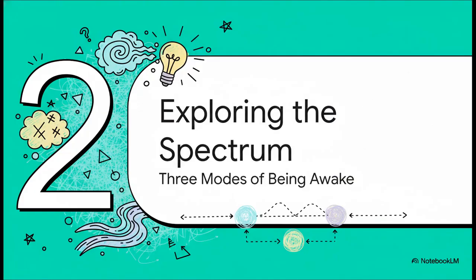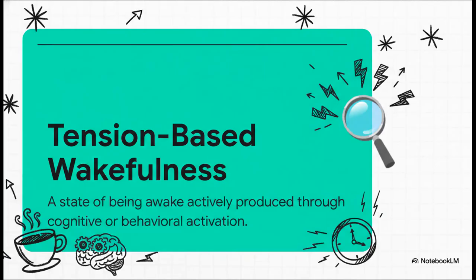Okay, so how do these building blocks actually come together? Well, they can combine in different ways to create these really distinct modes of being awake. We're going to walk through 3 of them. First up is the one we all know intimately. Tension-based wakefulness. This is that state of alertness you have to actively produce. You know the feeling. You're focusing hard on a task. You're pushing through that afternoon slump with coffee. You are actively making yourself stay awake and alert.